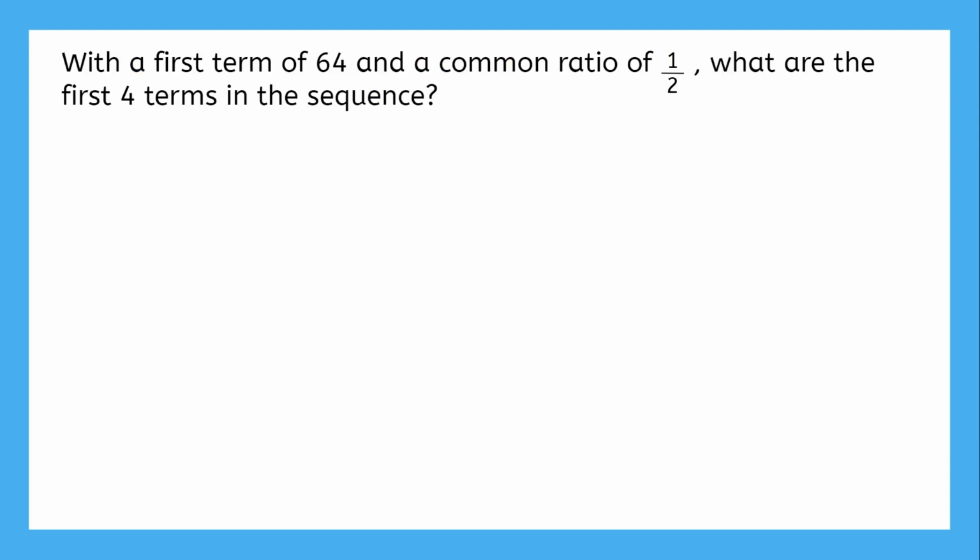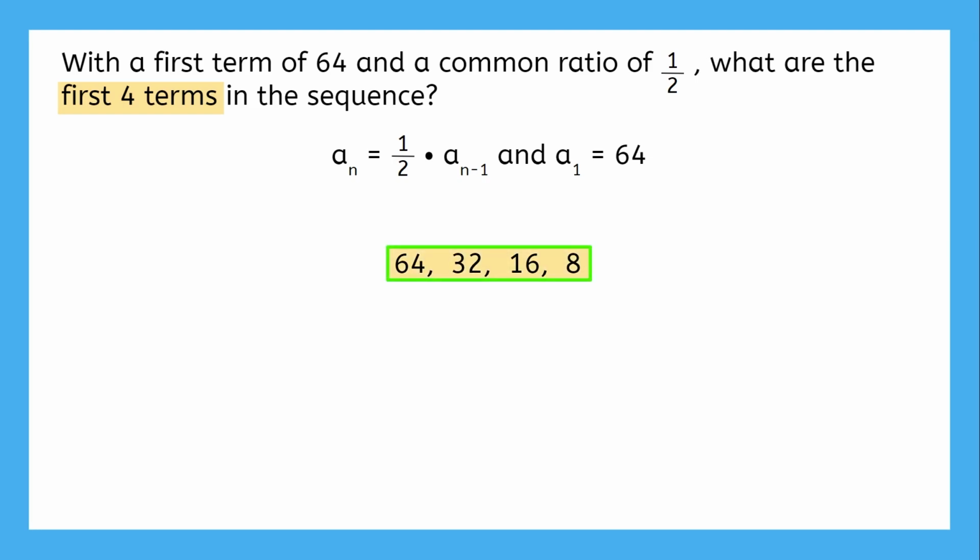With a first term of 64 and a common ratio of 1/2, what are the first 4 terms in the sequence? This didn't give us either form, but that's why we learned how to write both forms already. We can decide for ourselves which form to use. If we want to find the first 4 terms of this sequence, which form is best? The recursive form. We can quickly find the terms we want by multiplying by the common ratio. Start with 64, then multiply by 1/2 to get 32, multiply by 1/2 again to get 16, and again to get 8. So the first 4 terms of this sequence are 64, 32, 16, and 8.